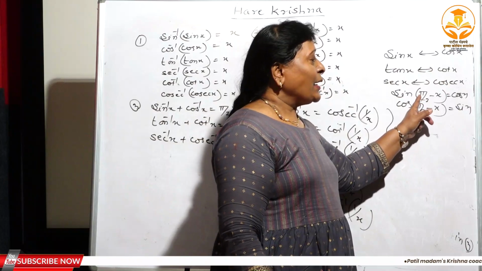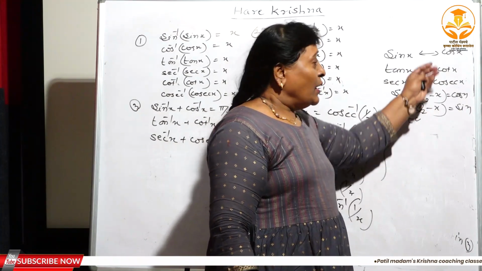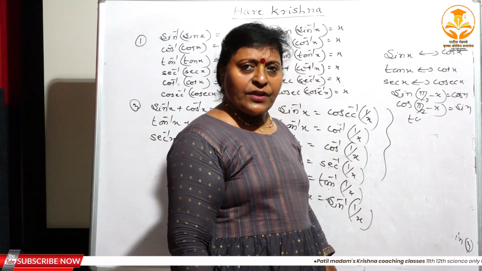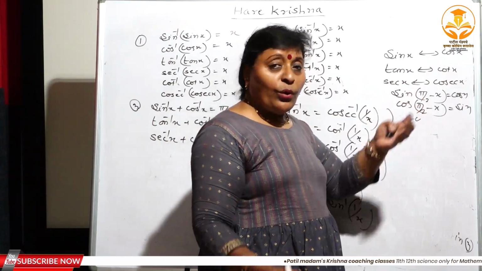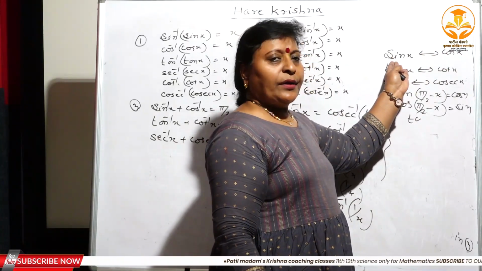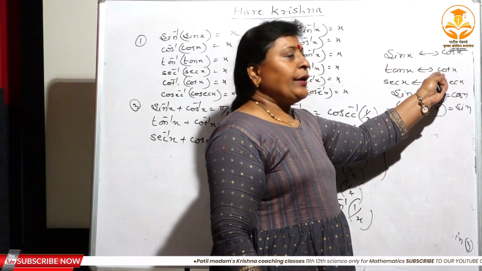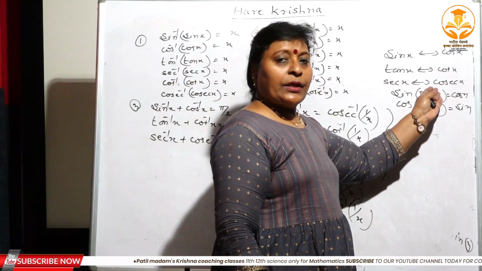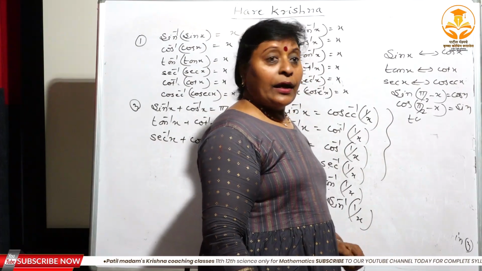But if you change like 5 pi by 2, 7 pi by 2, the sign of that result gets changed, isn't it? Only there is a difference of a sign. But whenever you use only pi by 2, the sin is converted into cos, cos is converted into sin, tan is converted into cot, cot is converted into tan, sec is converted into cosec, cosec is converted into sec.